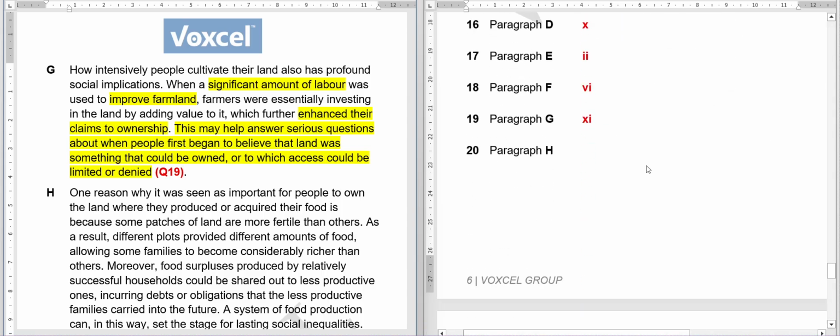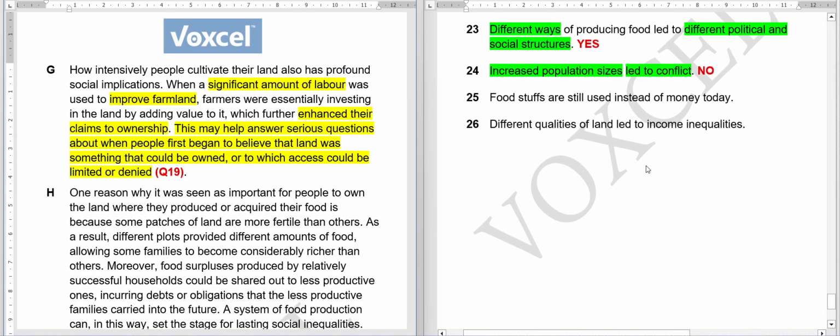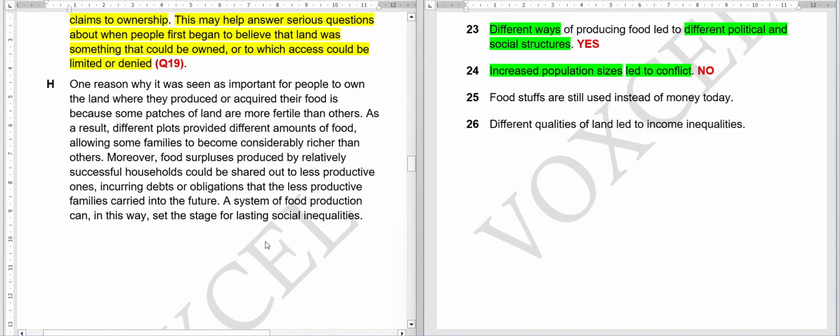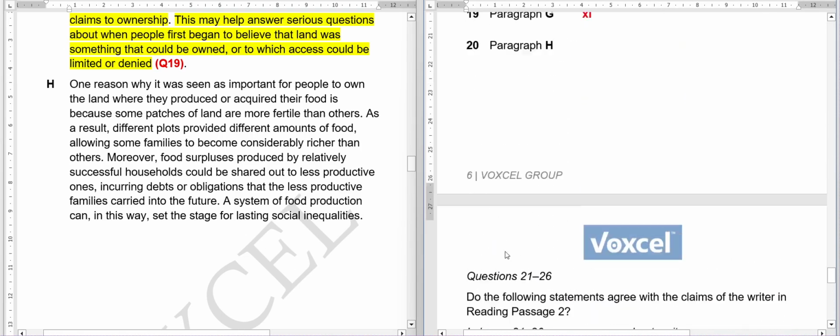Moving on to the yes no. Let's see if there is any answer. Foodstuffs are still used instead of money today. Is there any mention of this? No. Let's see the 26th. Then different qualities of land led to income inequalities. Is there any mention of different qualities of land, like some lands are more fertile than others and this led to income inequalities? There is no mention of some lands being more fertile than others or yielding more than others. There is no mention of that. So maybe in the last paragraph we will find both the answers.